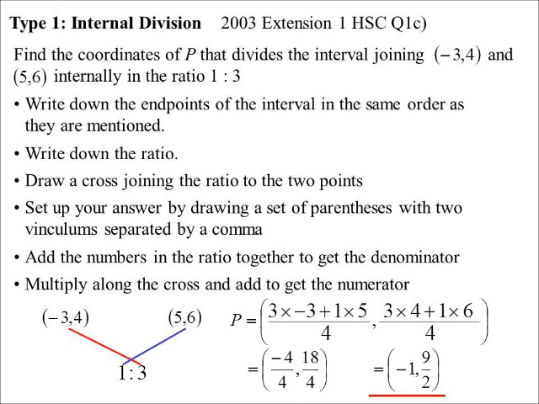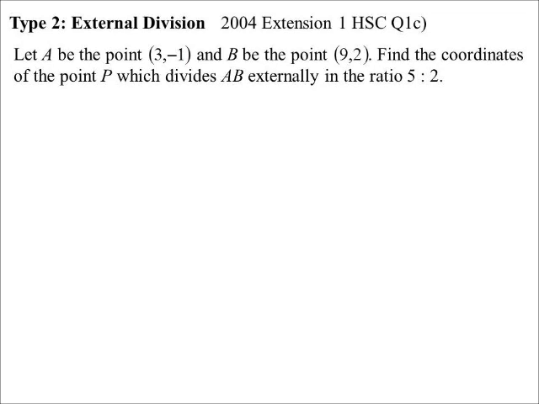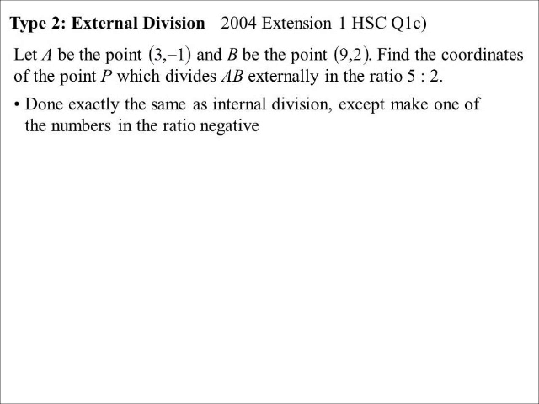So I don't bother with the formula. I just write the coordinates down, write the ratio down, draw myself a cross and go, bang, there's the answer. External division, how do I do that one? Well, basically the same way.